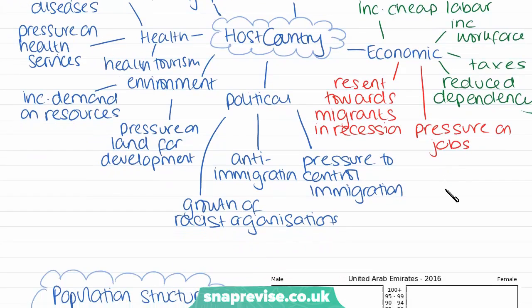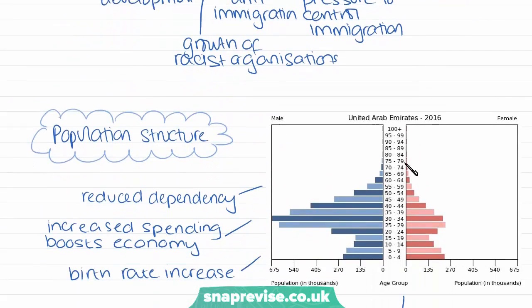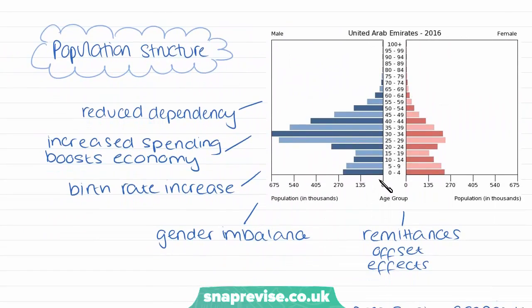Now that we've looked at the implications on the home and host countries, we're going to look at the implications of migration on population structure. And population structure massively changes in relation to migration. We can see this on this population pyramid of the United Arab Emirates for 2016.